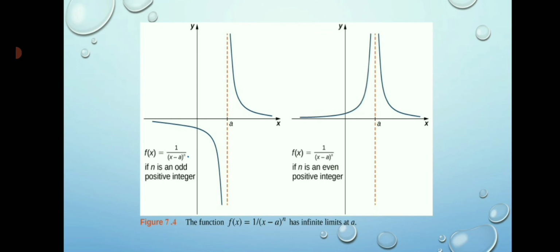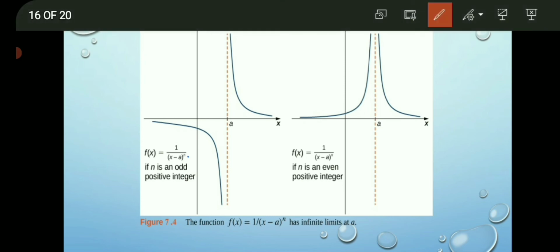So here's the graph of the function f of x is equal to 1 over x. The quantity of x minus a raised to n has infinite limits at a. So here, in the first graph, f of x is equal to 1 over the quantity of x minus a raised to n, if n is an odd positive number. In the second graph, f of x is equal to 1 over x minus a raised to n, if n is an even positive integer.